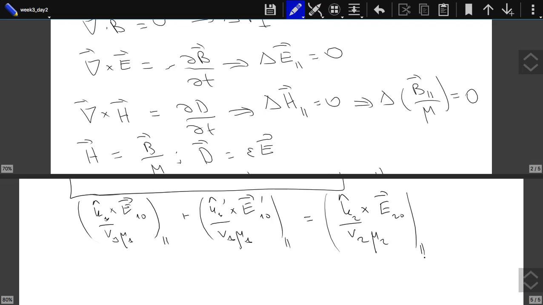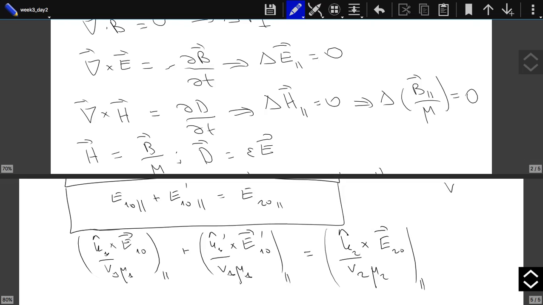Well, this vector is already parallel to my surface. So I don't need to explicitly state that I should take the parallel component, because to start with, we assume that the B field is parallel to the surface. So this is automatically guaranteed. So this is my third boundary condition.